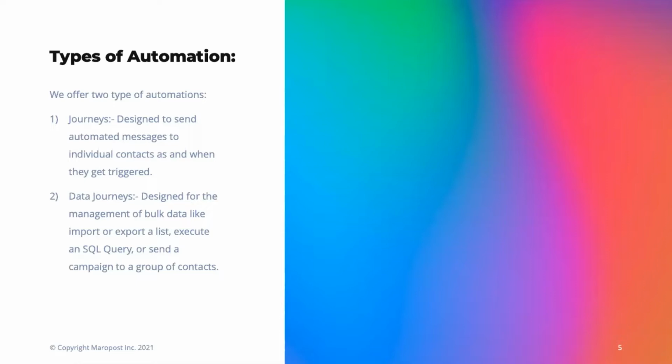So that is on an individual contact basis. Whereas data journeys are designed to perform actions on bulk contacts, a management of bulk data. Like when you are importing a huge list, what should happen with that list? In order to automate those imports, that's when we use data journeys.